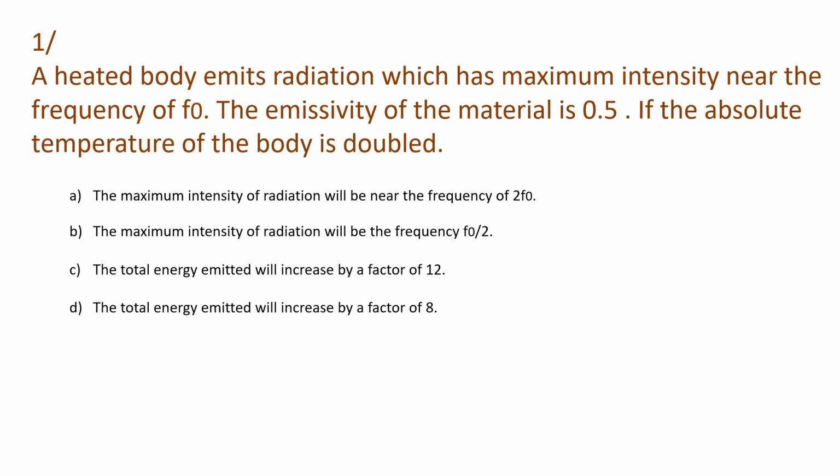So here are our options: the maximum intensity of the radiation will be near the frequency of 2F naught. The maximum intensity of radiation will be at the frequency of F naught by 2. The total energy emitted will increase by a factor of 12. The total energy emitted will increase by a factor of 8. What will be the answer? Let's see.